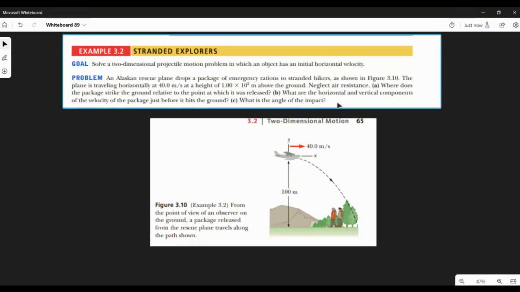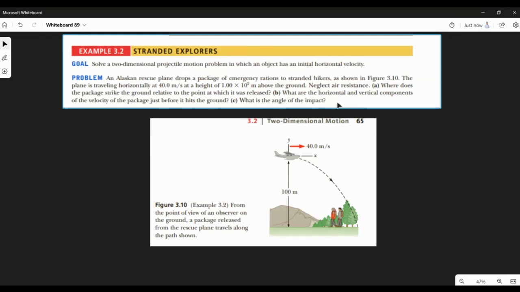So what I want to know, they're saying the plane is traveling horizontally at 40 meters per second. And I want to be fancy, I want to know how much that is in kilometers per hour. Around 144 kilometers per hour seems reasonable. And it's at a height of 100 meters, right? 1.00 times 10 to the power 2 above the ground. Neglecting air resistance, that assumption will always be there.